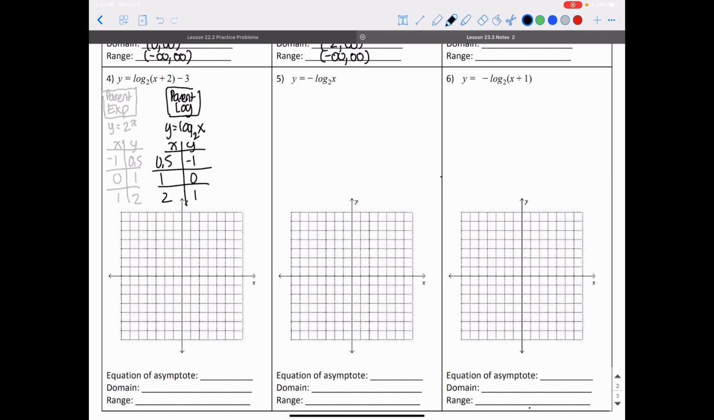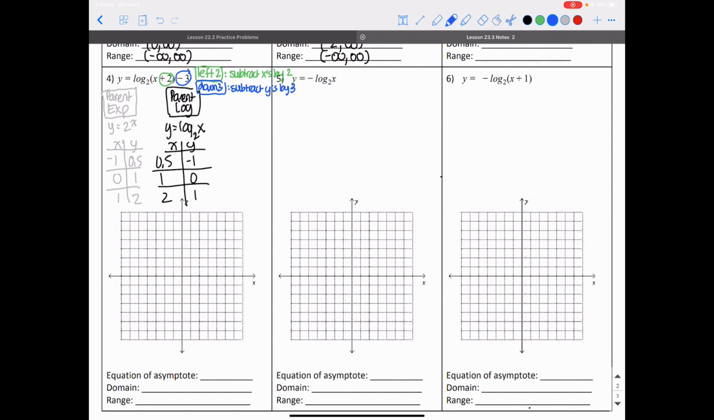And I know the 2 things I'm applying is I have this +2 inside means I'm moving everything to the left 2. So I'm subtracting from my x's by 2. And then I have this -3 on the outside, which means I'm moving down 3. All my points are moving down 3, which means I subtract from my y's as well. Subtract y's by 3.